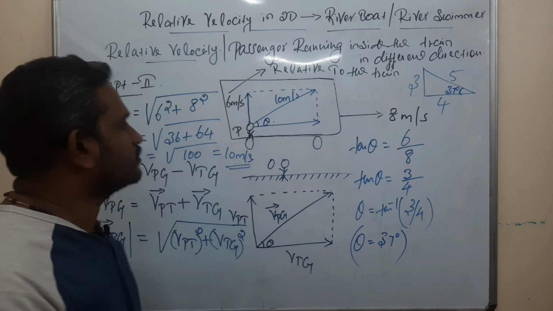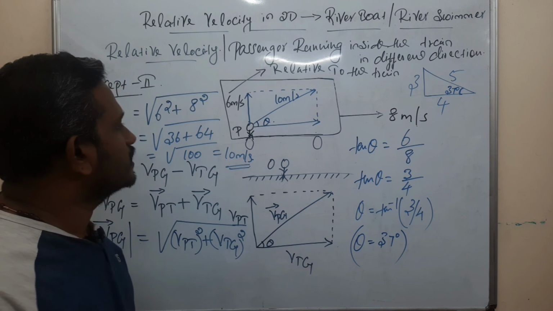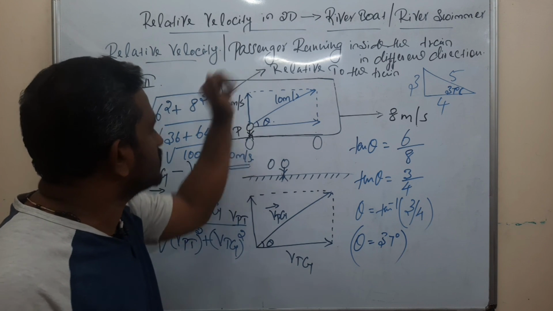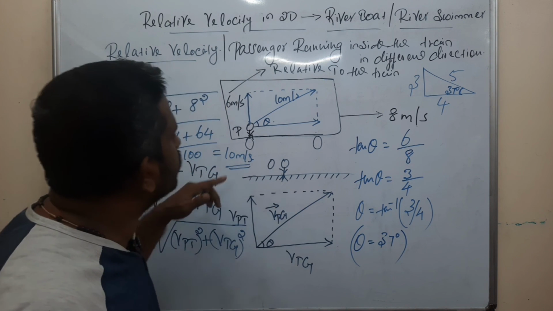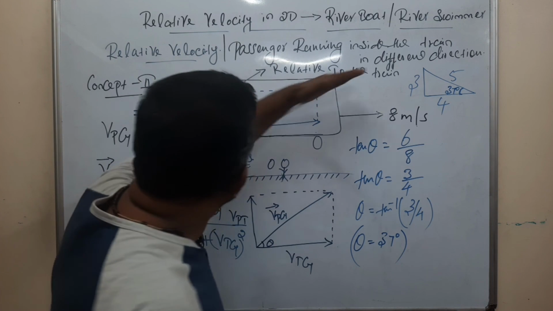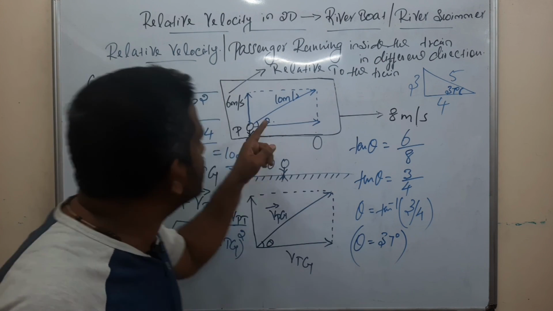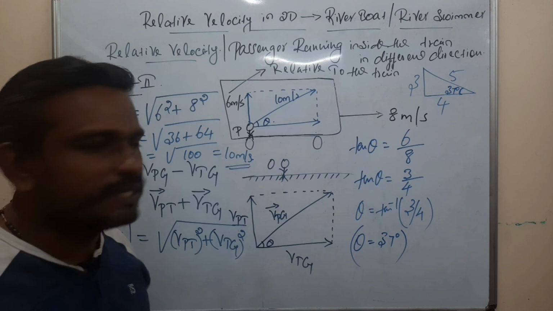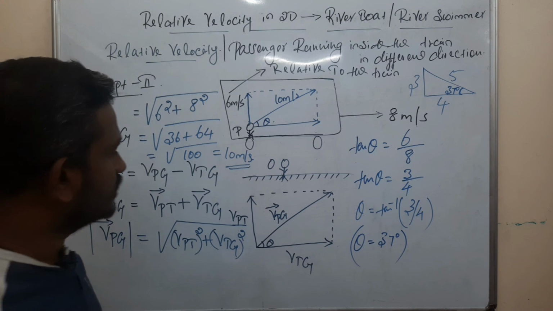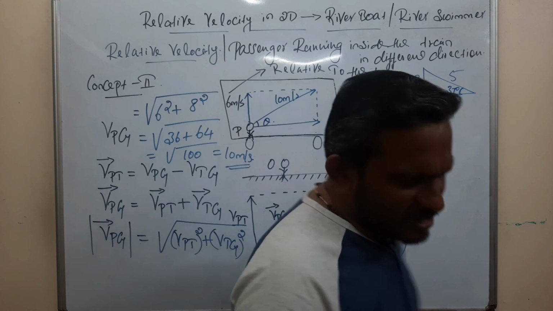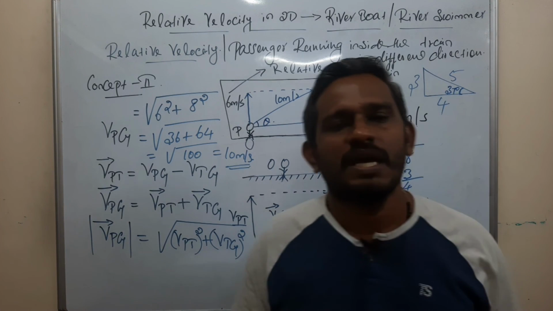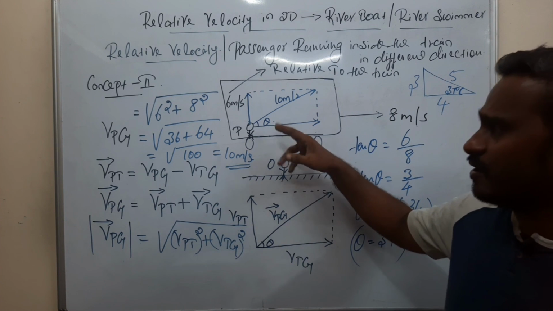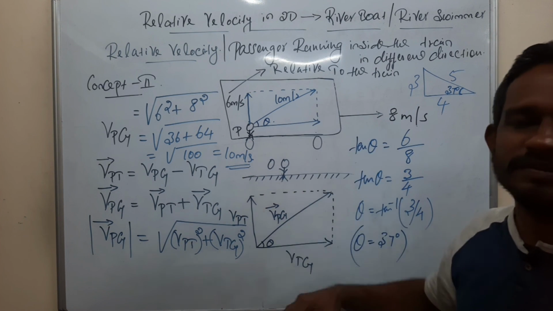So this is the concept of relative velocity. The passenger inside the train feels that he is moving in this direction, while the observer on the ground feels that the passenger is moving at 37 degrees with the horizontal with a speed of 10 meter per second. Clear? This is relative velocity, the most fundamental concept, and we use this concept in the river boat problem.